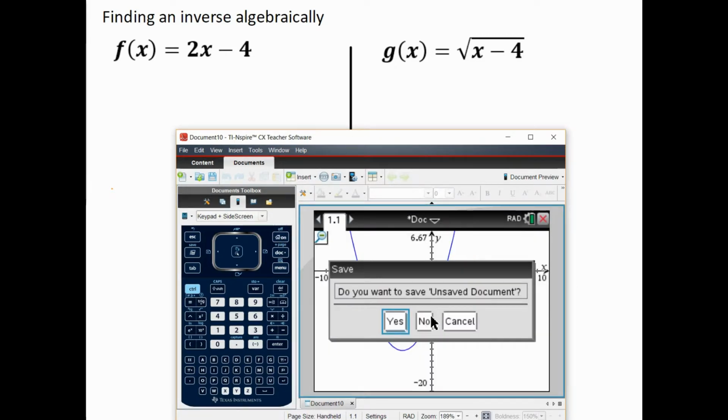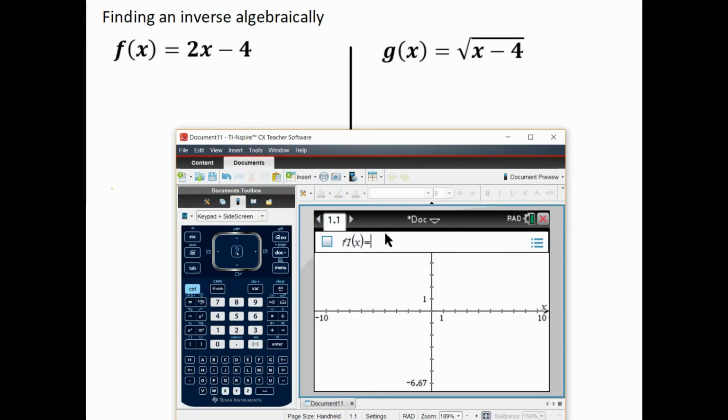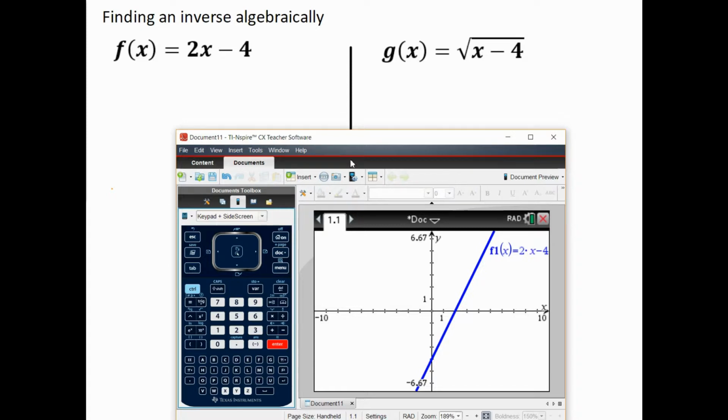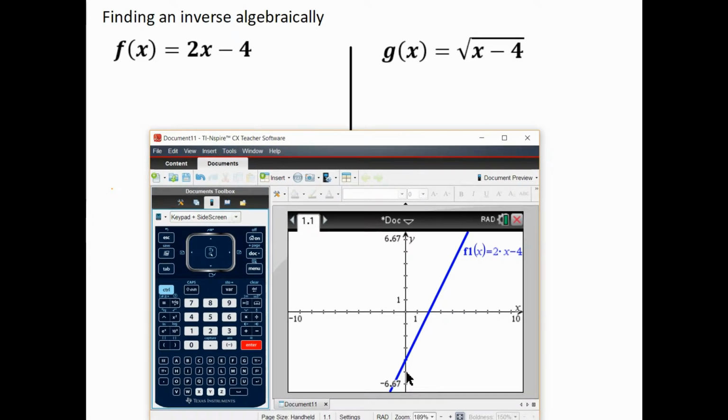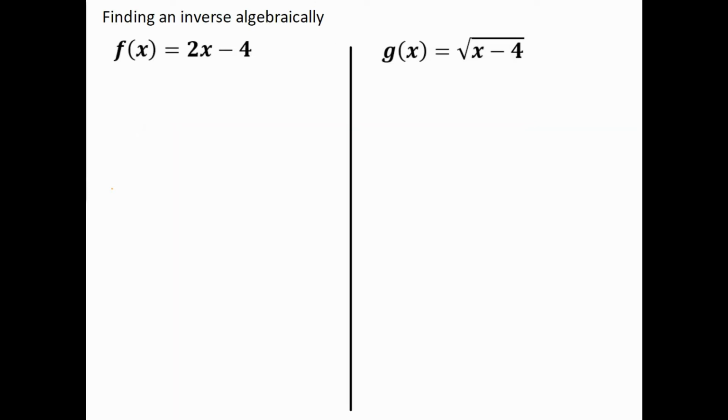New document. Say no to drugs. Add a graph. And we have 2x minus 4. All right. Does this function pass the horizontal line test? Well, it's just a line. So at any point, if I drew a horizontal line across here, it would continue to pass. So yes, it passes the horizontal line test.